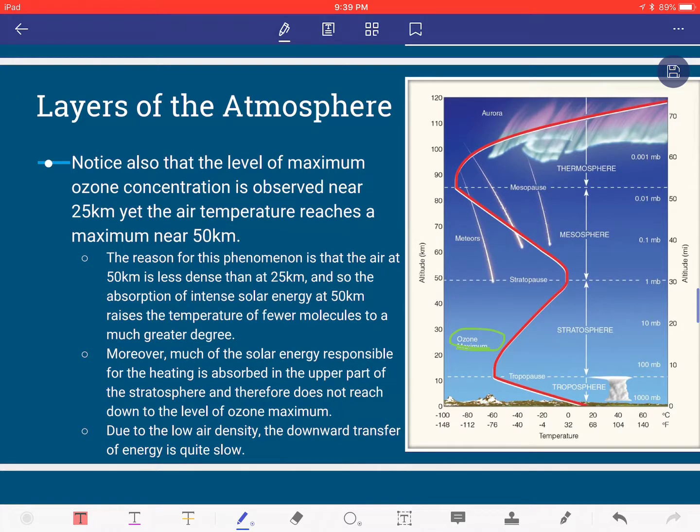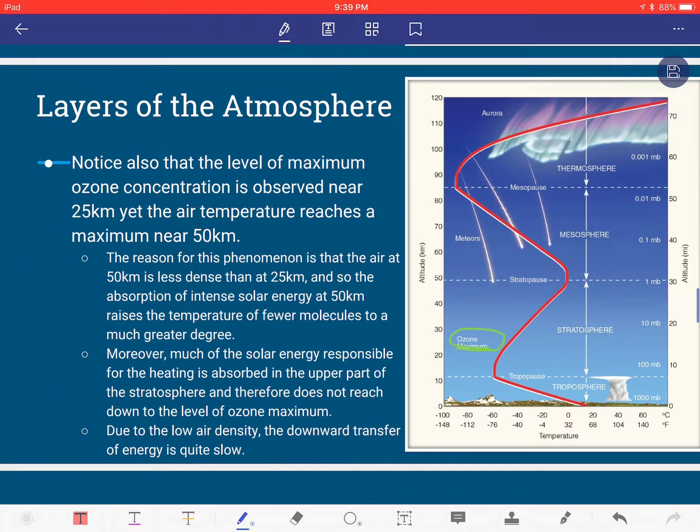The reason for this is the air at 50 kilometers is less dense than lower down, and so all that energy is still the same amount of energy that's hitting that part of the atmosphere, but there are fewer air particles there to absorb it, so they absorb more individually. So it's raising the temperature of fewer molecules to a much greater degree. So that's another reason why the top of the stratosphere is warmer than the ozone maximum.